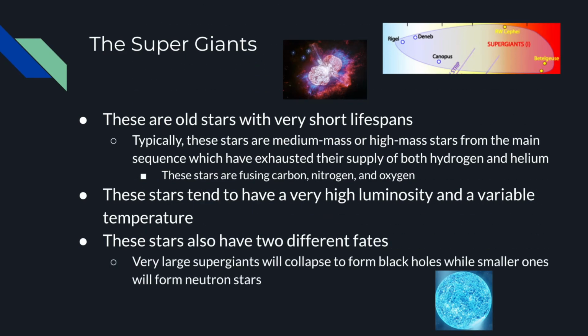The very largest of supergiants will turn into black holes, while somewhat smaller ones will form neutron stars. Regardless of their particular fate, every sort of supergiant will always generate a supernova when it dies.